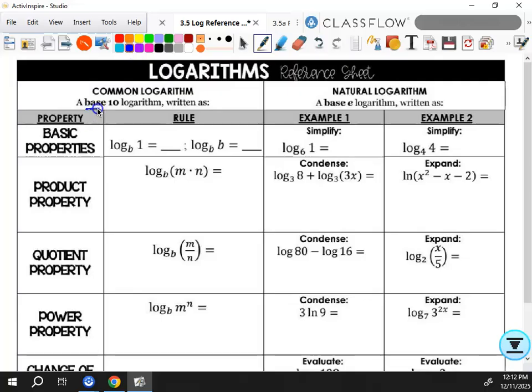Yesterday, like we talked about, if you have a log with base 10, that's a common logarithm, which is just written as log of x. You don't have to put the little base on it. And a natural log has a base e, looks like this, ln of x, like log naturel.